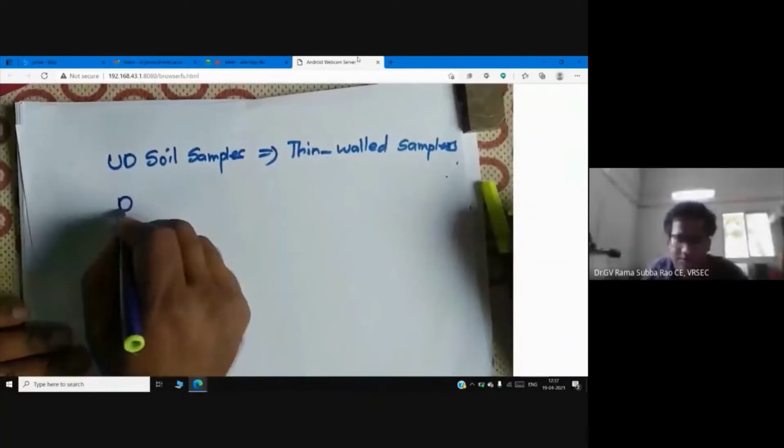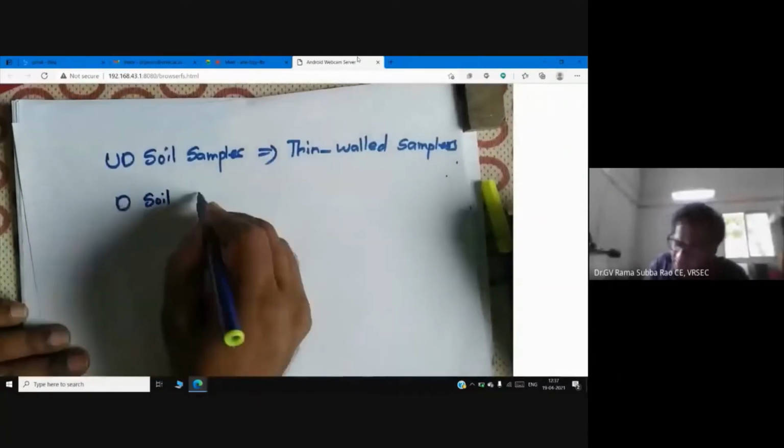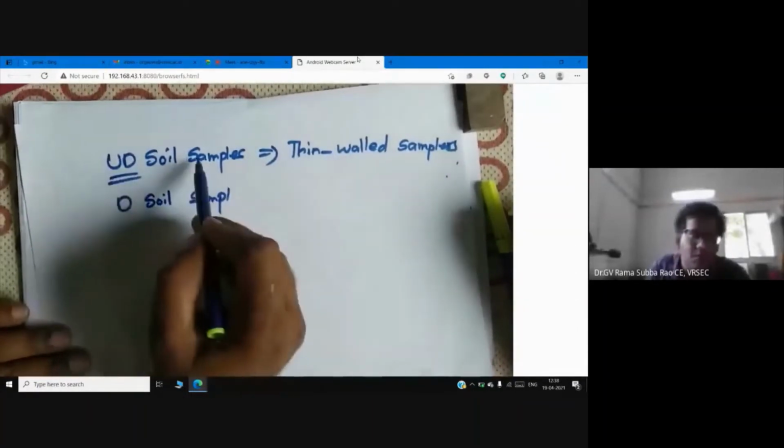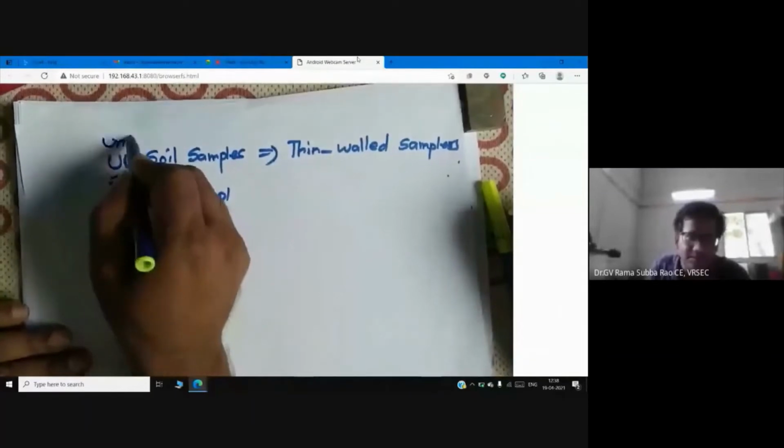If you want to collect disturbed soil samples, this is a very widely used word, UD sample. UD sample means undisturbed soil sample.